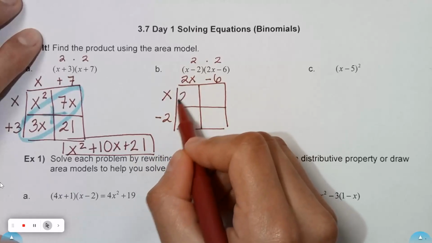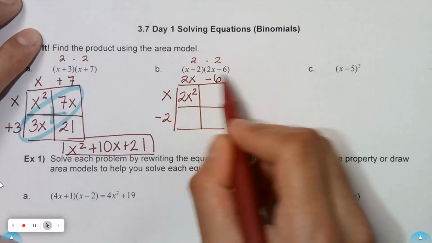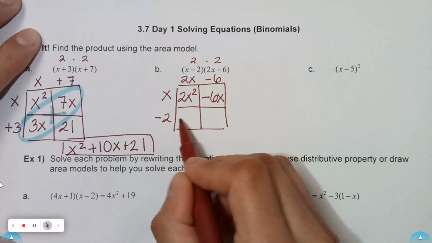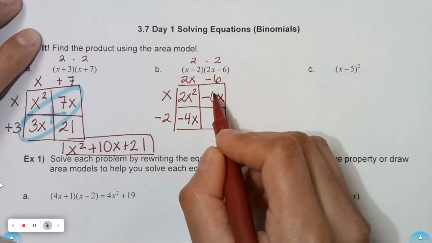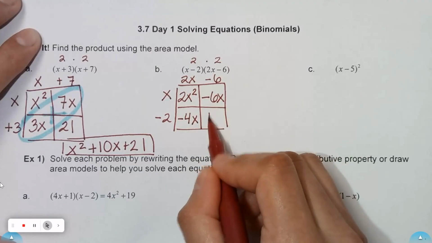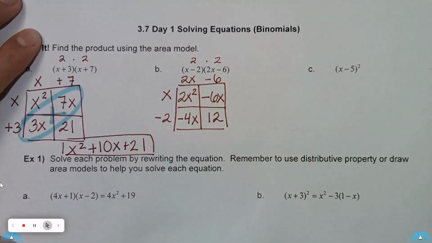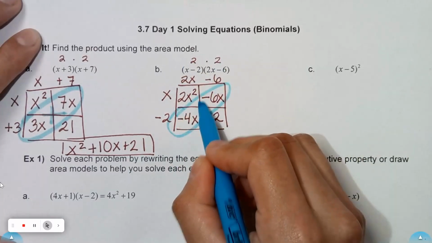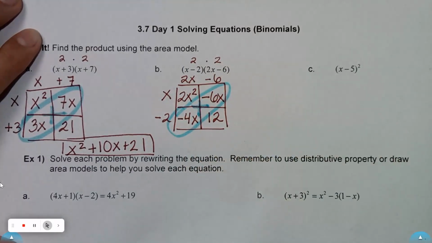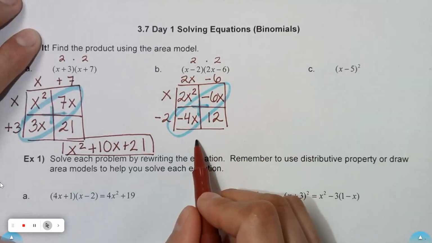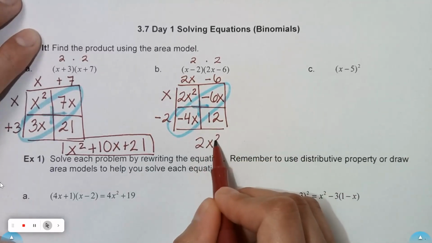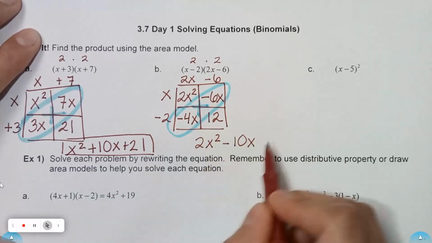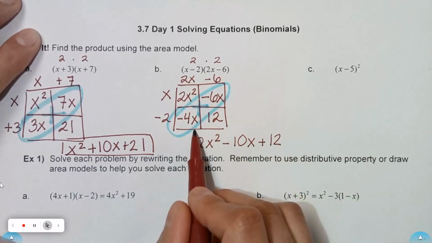2x times x is 2x squared. Negative 6x times x is negative 6x. 2x times negative 2 is negative 4x. And negative 6 times negative 2 is positive 12. So I like to identify my like terms, so these two. And I'm adding them, right? So I like to put a plus sign in the middle. So my answer at the end is 2x squared. When I combine these, I get negative 10x and then plus 12. And I'm going to box that.